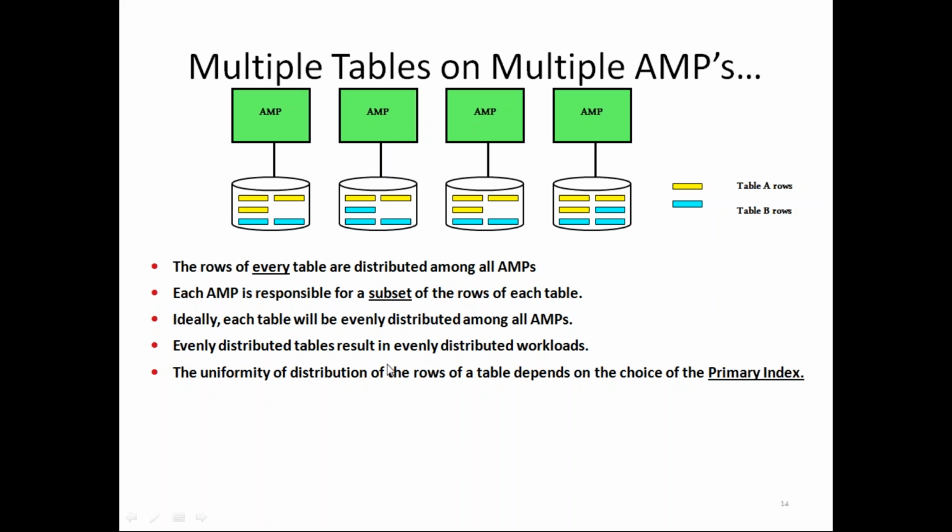Evenly distributed tables result in evenly distributed workload across the AMPs, and the uniformity of distribution of the rows of a table depends on the choice of primary index. Okay, how did this distribution happen? This distribution happened based on the choice of primary index, which we make at the time of table creation. Ideally the distribution should be like this, but how can we achieve it? We can achieve this distribution based on a proper choice of primary index column in the table.